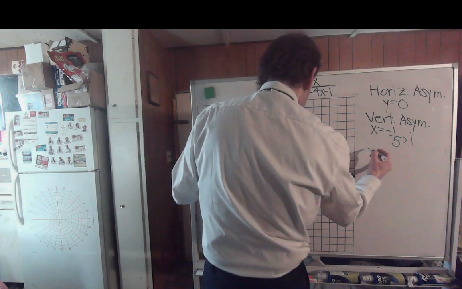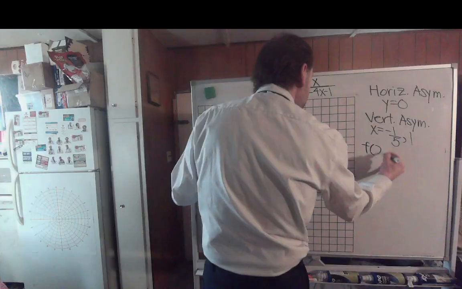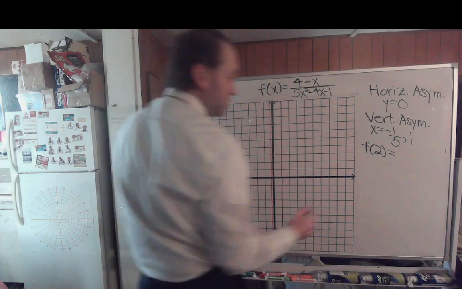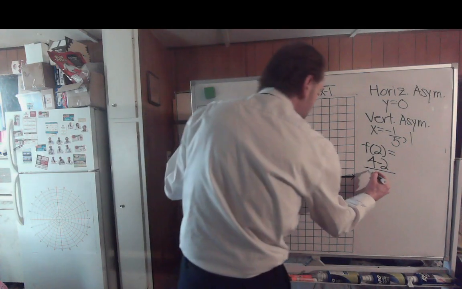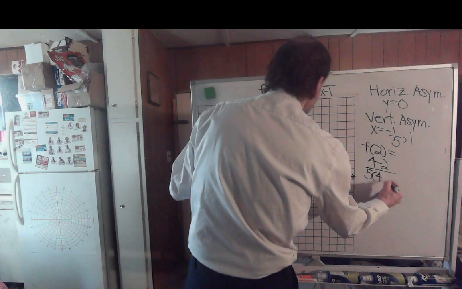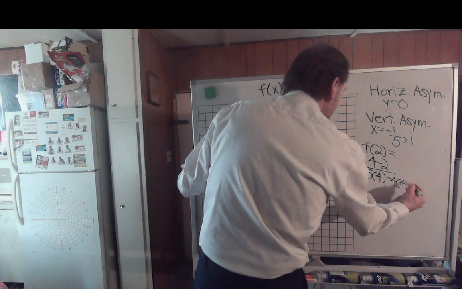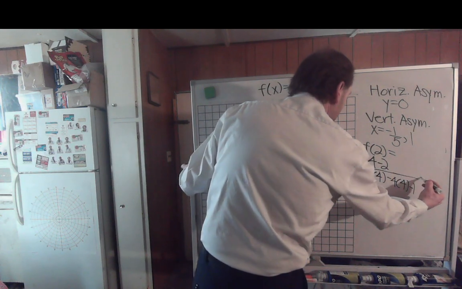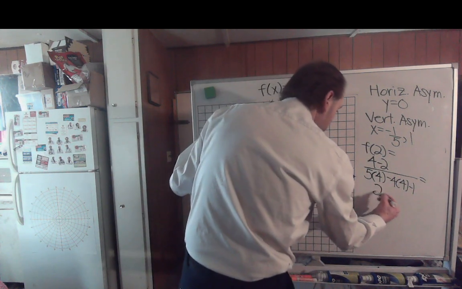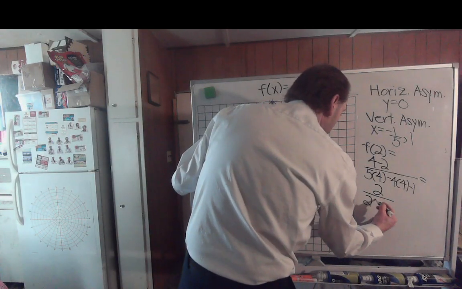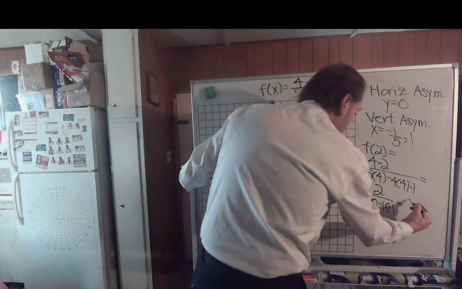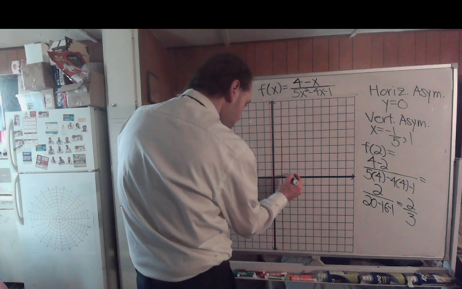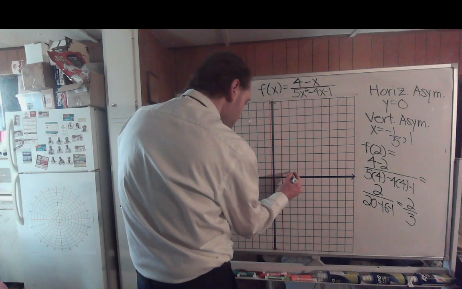All right, so let's put in f of 2. Let's try an x value of 2. What's that going to give you? That would give you 4 minus 2 all over 5 times 4 minus 4 times 4 minus 1. Well, what's that going to give you? That would give you 2 over 20 minus 16 minus 1, well, that would give you a value of 2/3. So when x is 2, you get a y value of 2/3.